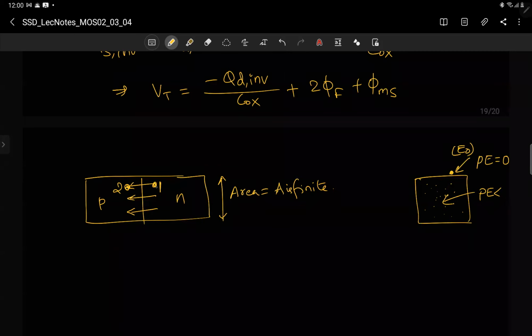Now, if you take this path from 1 to 2 with a finite cross-sectional area, and go out and come back, if there is no electric field outside, will there be any drop? Say I take an electron just outside the semiconductor, travel outside, and then come back inside. If there is no field outside, what will the potential drop between 1 and 2 be? It will be zero.